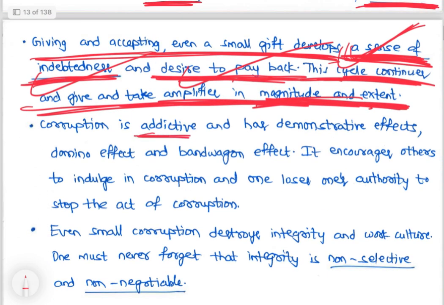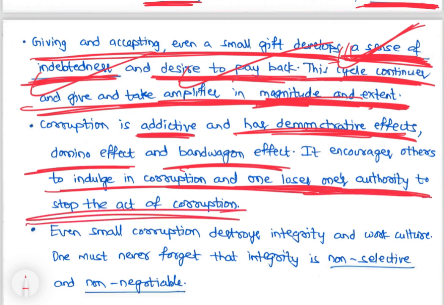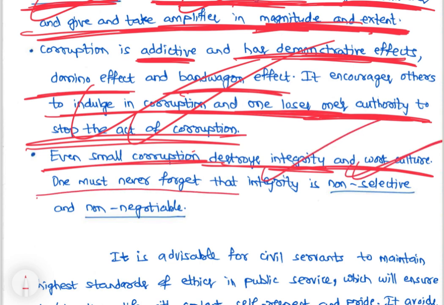Then corruption is addictive and has demonstrative effect, domino effect and bandwagon effect. एक बार लिया, गिफ्ट भी लिया, ठीक है, domino effect, right? It is addictive in nature. It encourages others to indulge in corruption and one loses one's authority to stop the act of corruption. एक बार शुरू किया तो बंदी नहीं होगा. Then even small corruption destroys integrity and work culture.